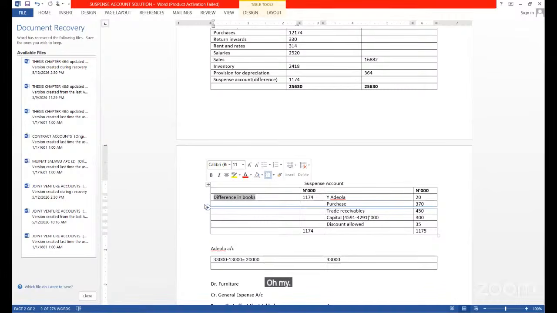All right, so now we have a list of balances, a list of errors that have occurred, and we are now told to draw up the suspense account.